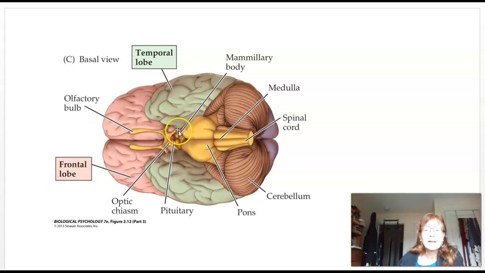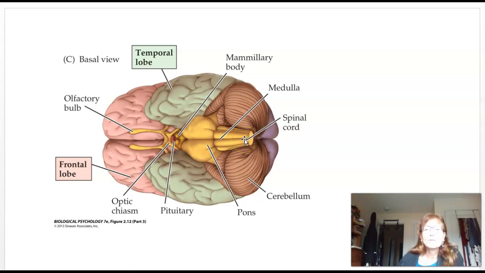We have the optic chiasm. Here's where we can see the pituitary gland from the underside. These little structures here, called the mammillary bodies, are part of that hippocampal and limbic system. Here's our pons. Pons means hill or bridge. There's the medulla, and then it just keeps going into the spinal cord.